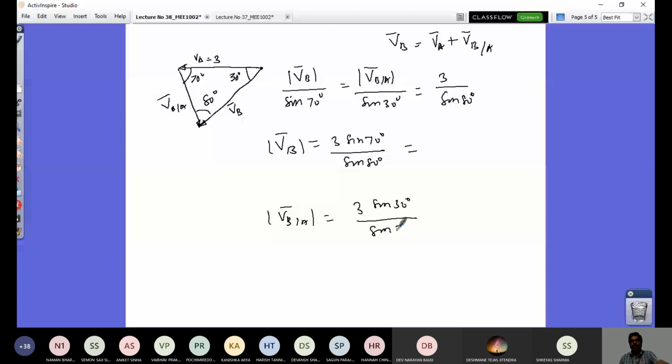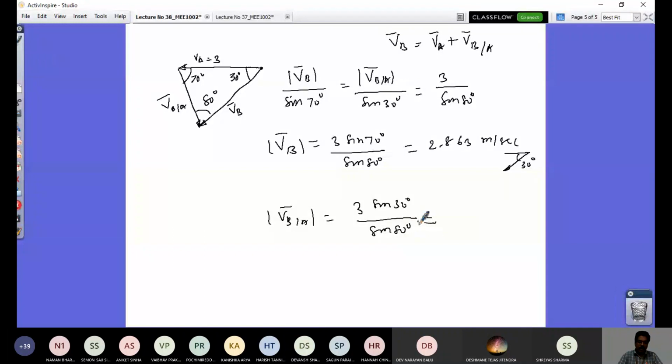That's all. So if I solve this, I will have 3 into sine 70 divided by sine 80. That's 2.863 meters per second. So what is its direction? We know that it is along this, so it is 30 degrees to the horizontal. Any doubt?